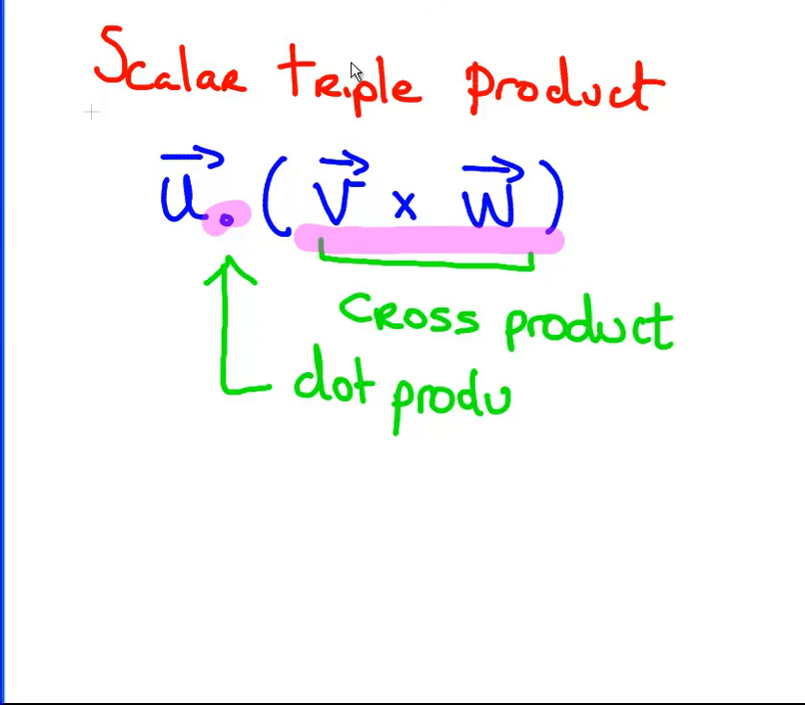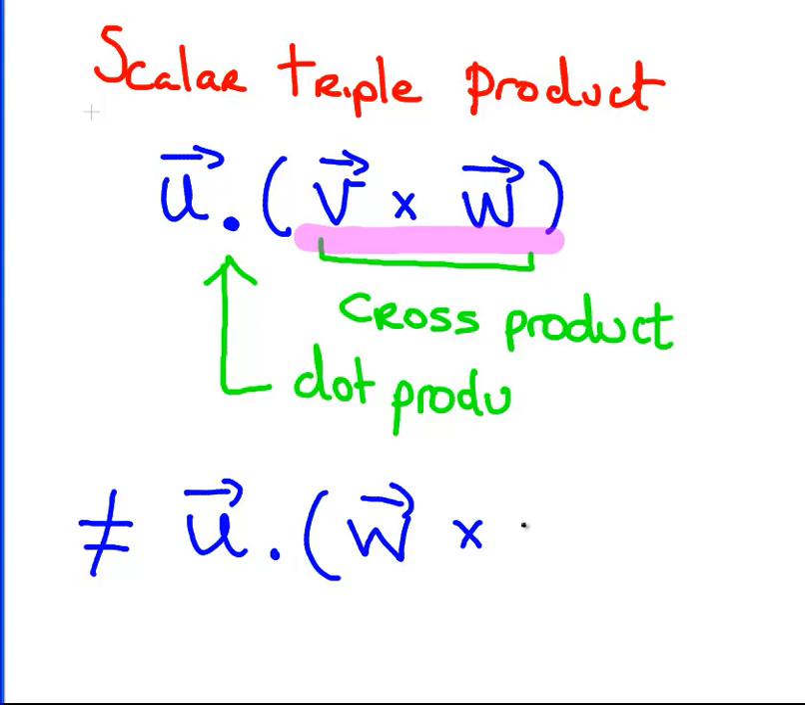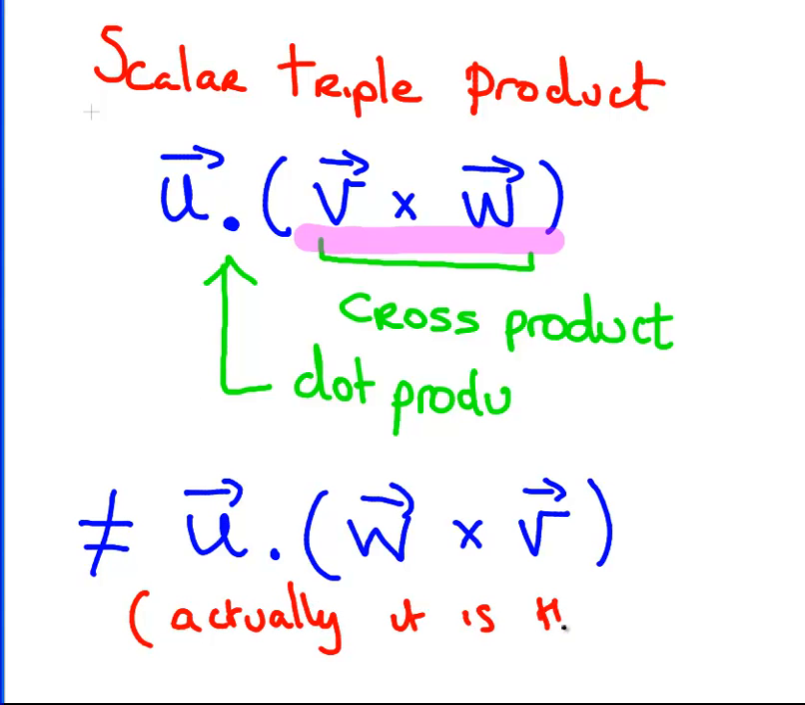Now, just as a remark, ordering here is very important. What goes where? U dot (V cross W) is not necessarily equal to some other arrangement. For example, it's not equal to U dot (W cross V), where we switch the order of V and W. It's actually the negative of it, and we'll see why shortly. Your resultant value overall here is going to be a single value.